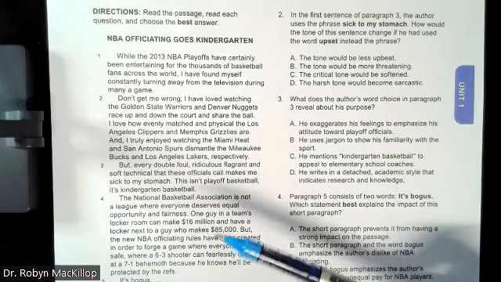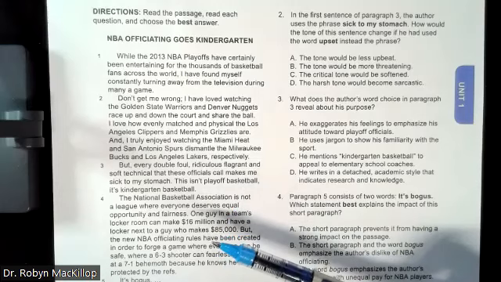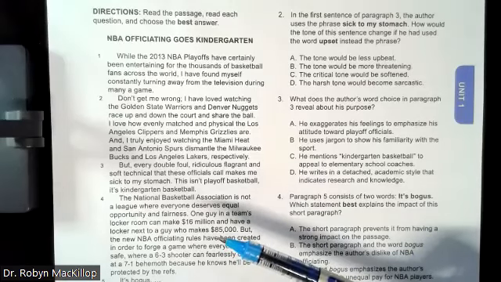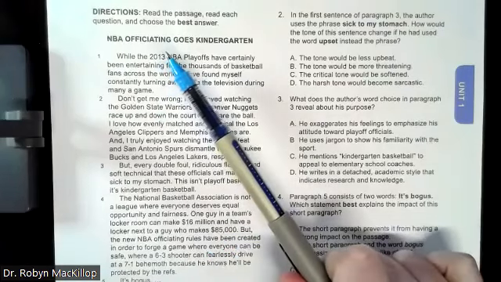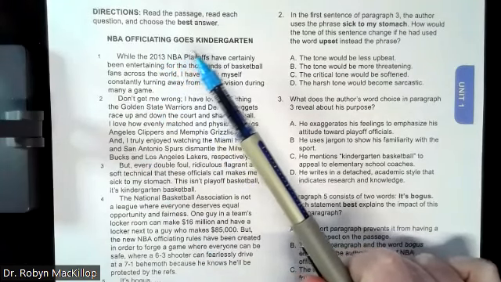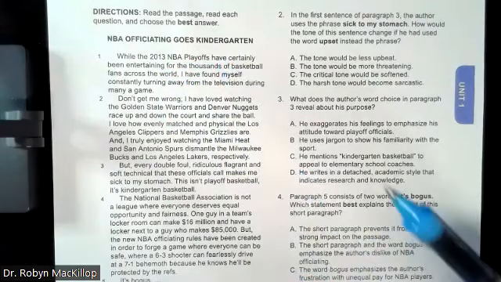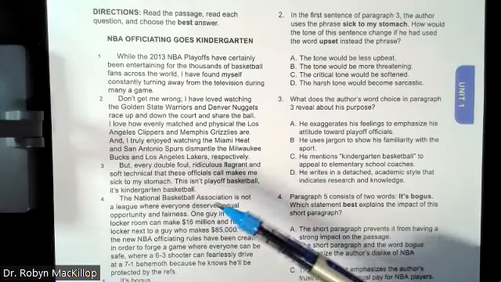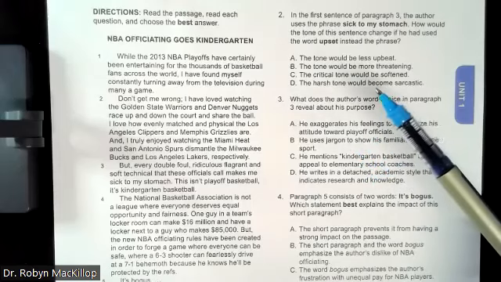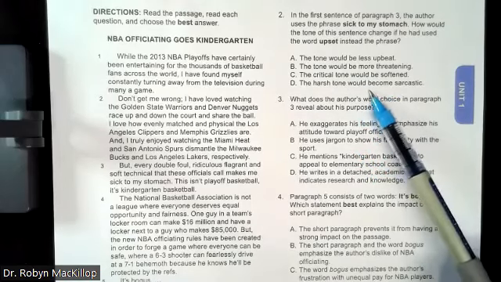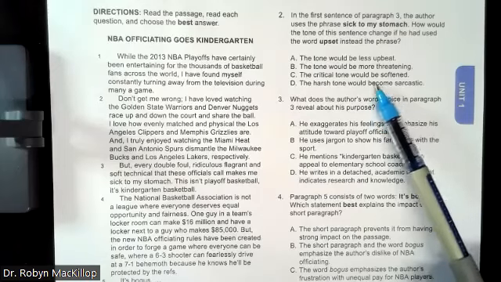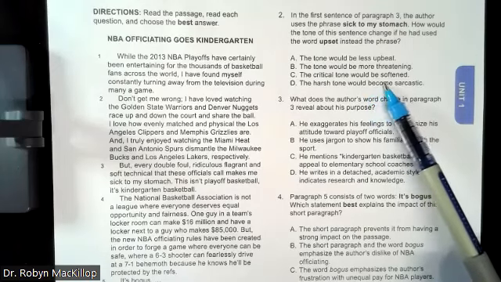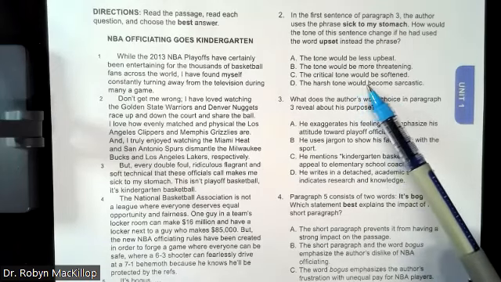And this guy, his tone, if you read the whole thing, he is not at all happy with basketball officials. He thinks they don't know what they're doing. Hence the title, Basketball Officiating Goes Kindergarten. That would be, you know, the officials act like 5-year-olds, but he's the one acting like a 5-year-old. And that's good too, because that kind of gives you an idea that this one doesn't make sense. So you can cross off D.